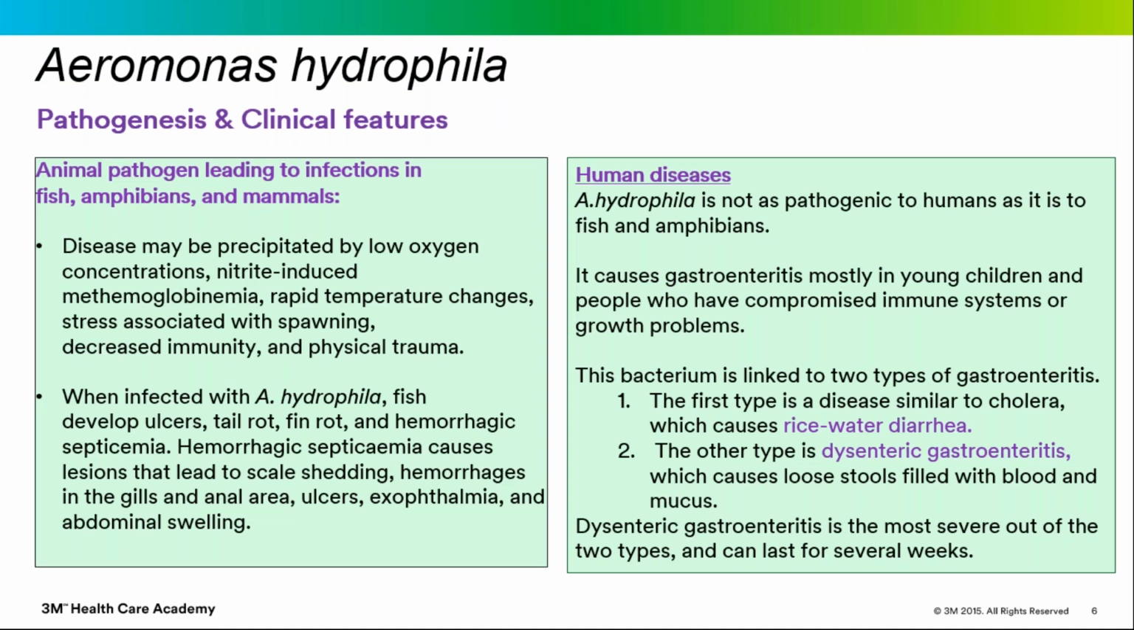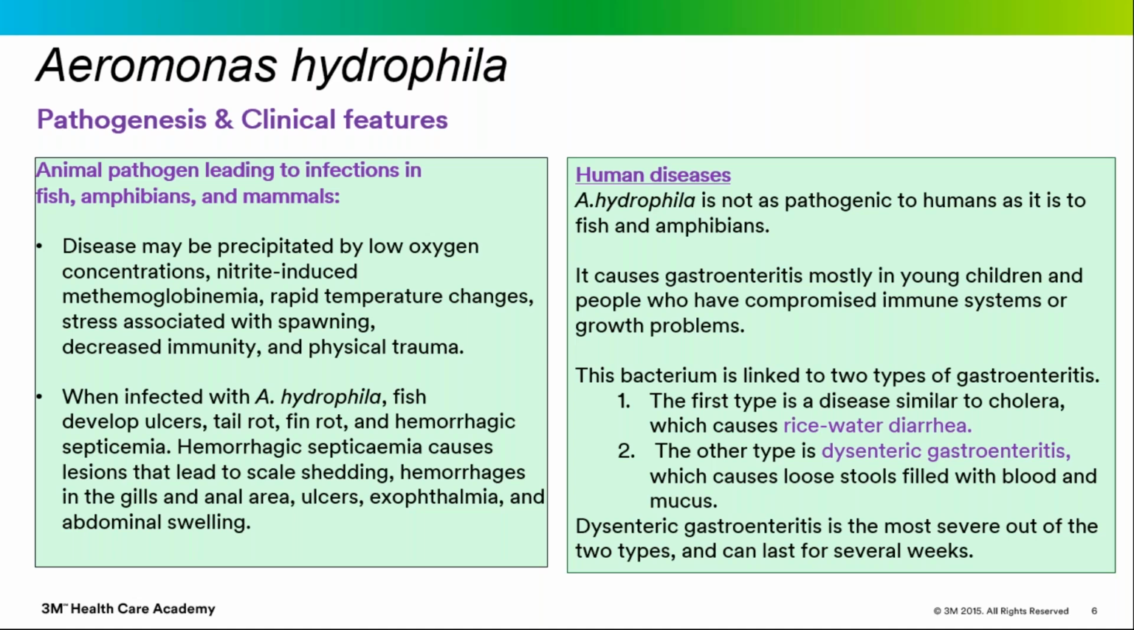Now coming to the pathogenesis and clinical features, wherein we will be discussing the animal pathogen leading to infections in fish, amphibians and mammals, and also the human diseases caused by Aeromonas hydrophila. So under animal pathogen, the disease might be precipitated by low oxygen concentrations, nitrite-induced methemoglobinemia, rapid temperature changes, stress associated with spawning, decreased immunity, and physical trauma.